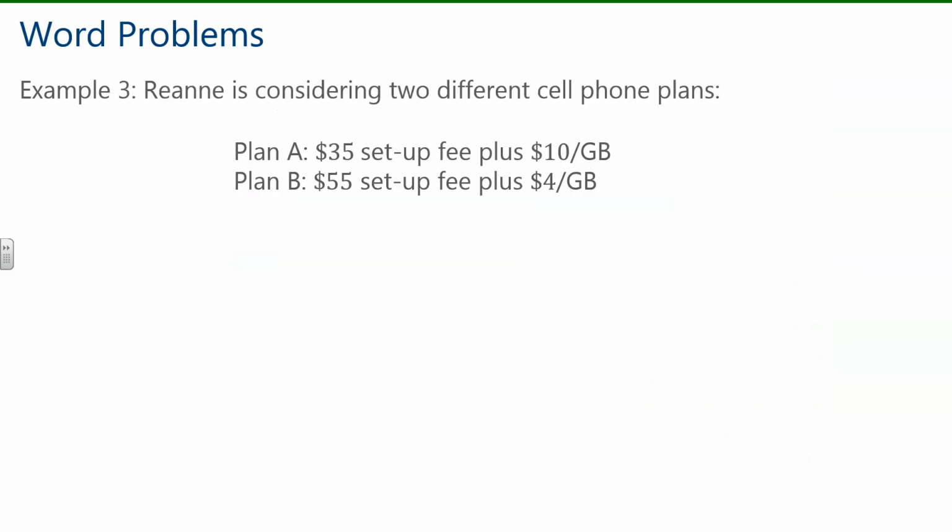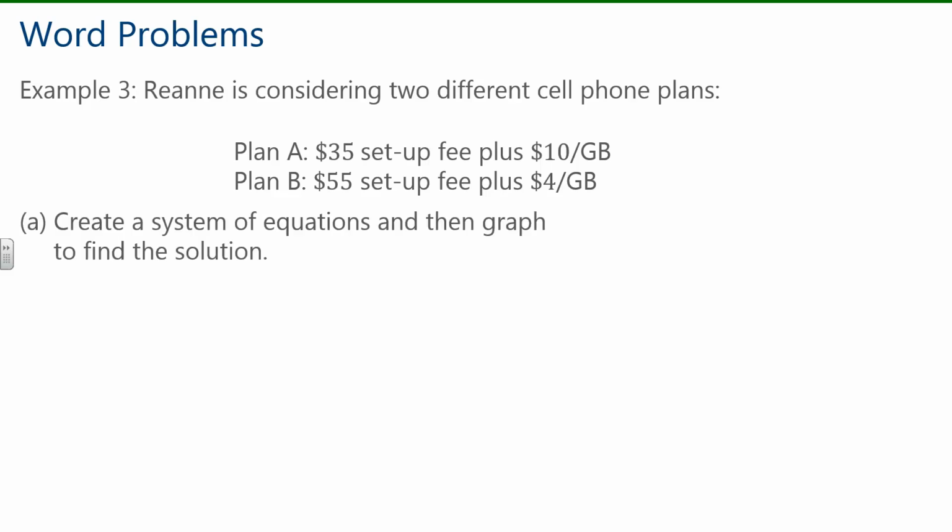Now in this last example, it says Rianne is considering two different cell phone plans. Now plan A charges a $35 setup fee plus $10 per gigabyte. Now plan B has a $55 setup fee plus $4 a gigabyte. So we have to create a system of equations and then graph to find the solution.